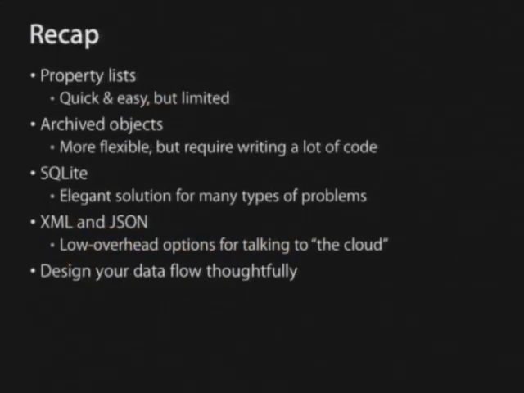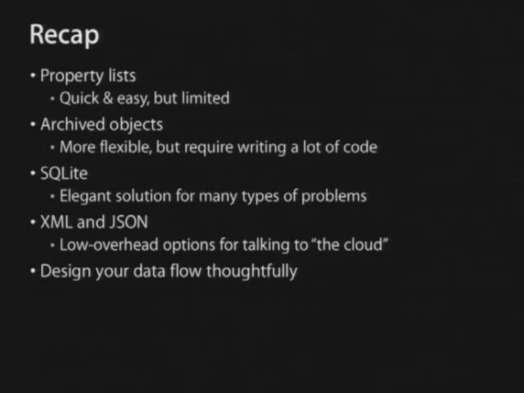So, quick recap. Property lists are quick and easy, a great way to throw some data on disk and get it back, but they're limited. They only work for primitive data types. Archived objects are more flexible, but they're pretty complicated. You've got to write these init with coder and encode with coder methods. You've got to write a lot of code.